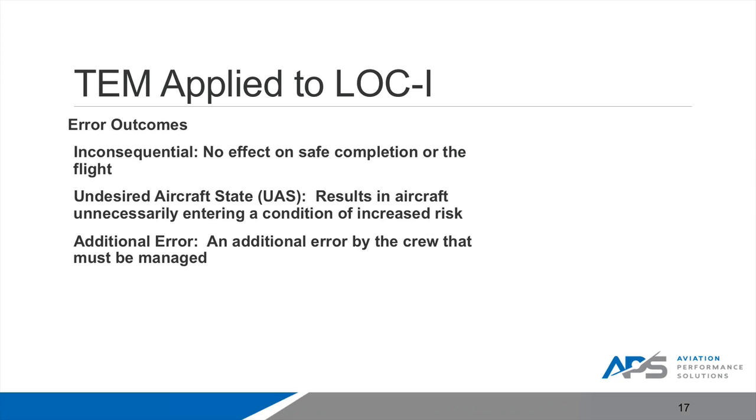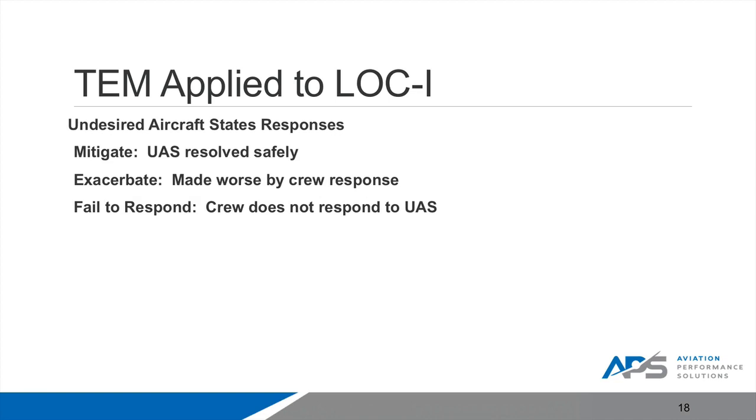An undesired aircraft state is a position, condition, or attitude of an aircraft that clearly reduces safety margins and is a result of actions by the flight crew. The error results in the aircraft being unnecessarily placed in a condition that increases risk. This includes incorrect vertical or lateral navigation, unstable approaches, a low fuel state, lining up for the wrong runway, and reduced separation. Simply being at the wrong altitude constitutes an undesired aircraft state.